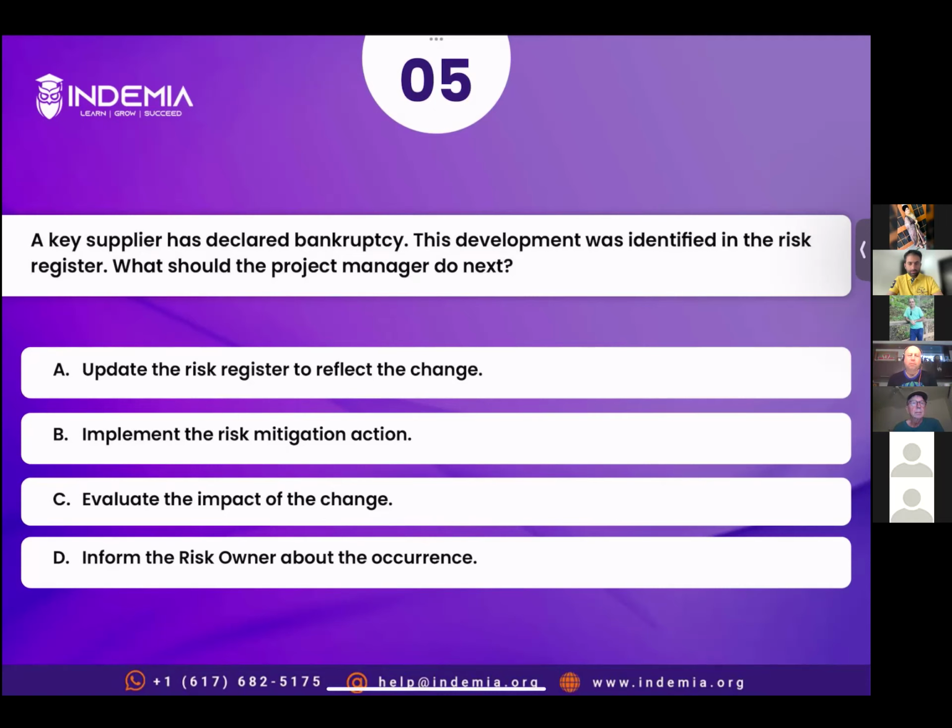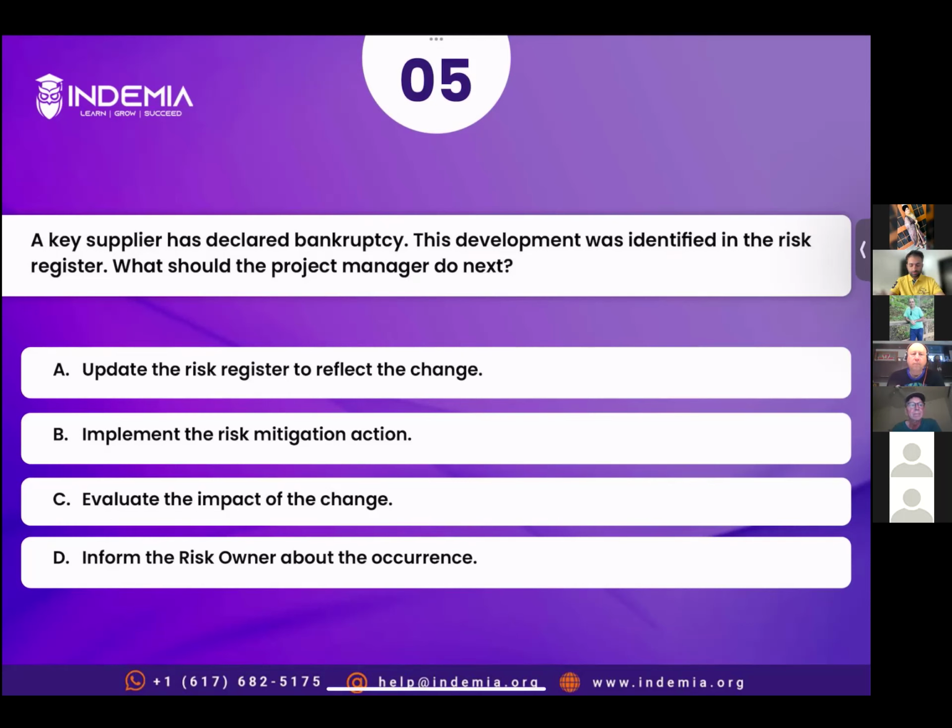Robin, you have chosen option A. Yes, I was going backwards and forwards between all four options actually. And in the end, I decided that the paperwork needed to be done first. The risk register needed to be updated to reflect the change. And that's what we need to do next. And then the other options would follow. All right. Thank you for the detailed explanation.